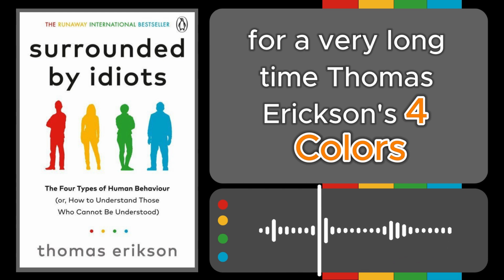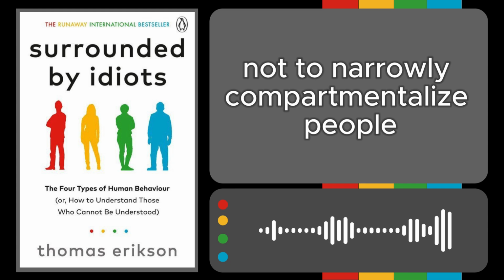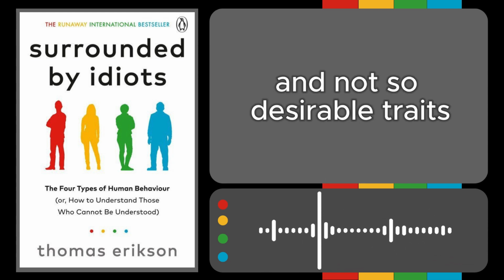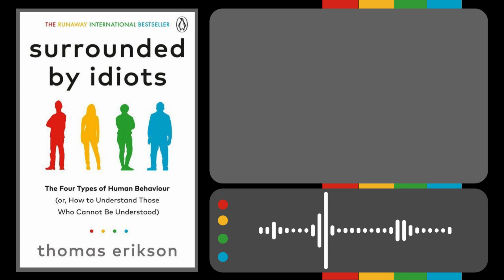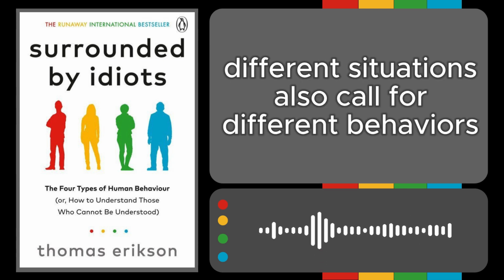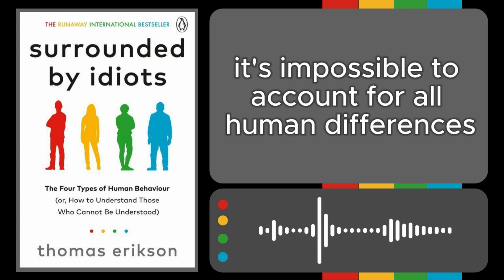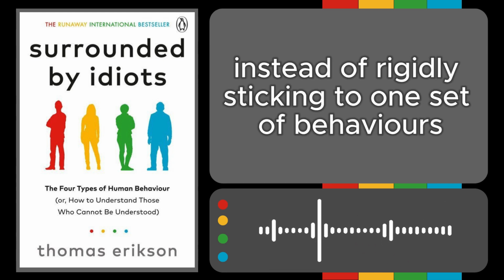Thomas Erikson's 4 colors are meant to help us understand why people behave the way they do, not to narrowly compartmentalize people. Every color has its desirable and not so desirable traits. A quality, e.g. ambition, can be a strength in some situations and a liability in others. Different situations also call for different behaviors, so treat the behavior patterns as tools that you can use. It's impossible to account for all human differences, and there will always be exceptions. Moreover, we are capable of adapting our behaviors instead of rigidly sticking to one set of behaviors.